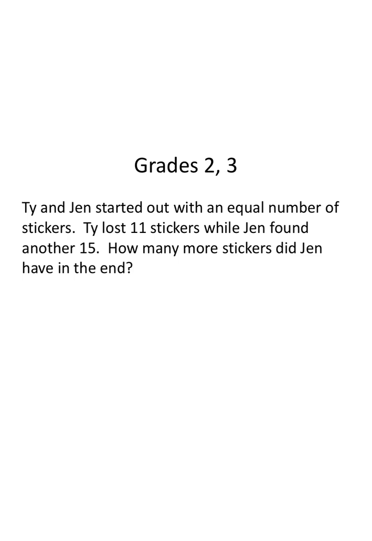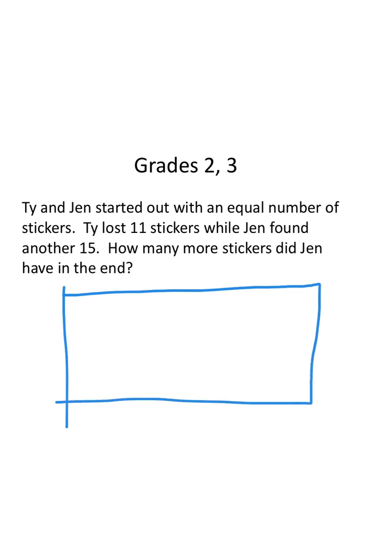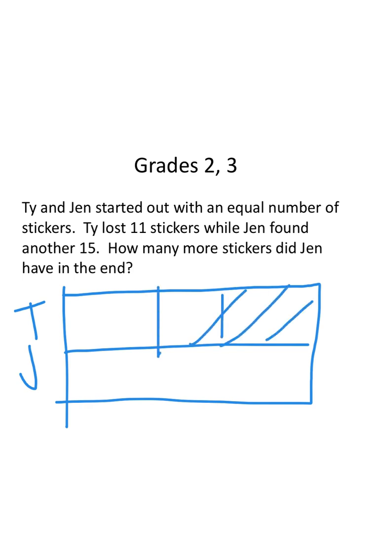And Ty and Jen started out with an equal number of stickers. So we don't know how many stickers they have, but it's equal. So we have Ty and Jen. Ty lost 11, so we're going to get rid of 11. And Jen found 15, so she's going to get 15 more.